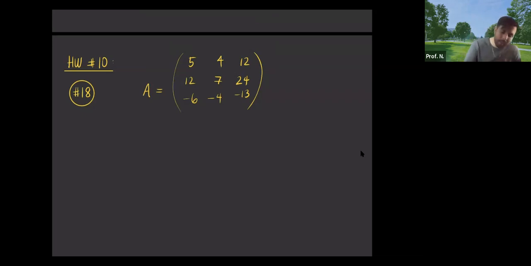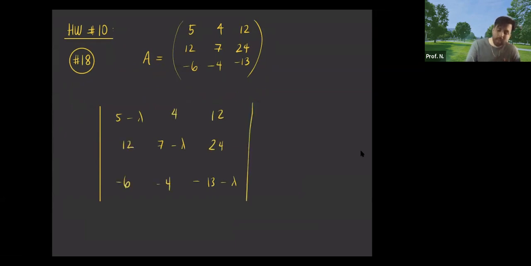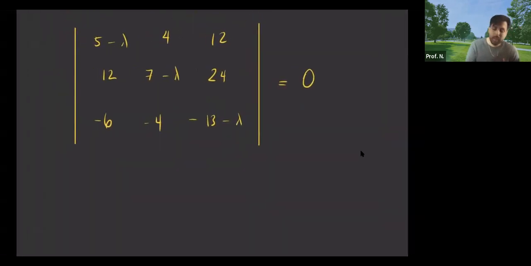Okay, so how do you find the eigenvalues? You do the characteristic polynomial, right? So you do 5 minus lambda, 7 minus lambda, and negative 13 minus lambda, with 24, 12, 4, 12, negative 6, negative 4. And then you take the determinant of this and set it equal to 0. So this requires a lot of computation. And you can choose any row for this, or any column for that matter, and it'll be about the same amount.